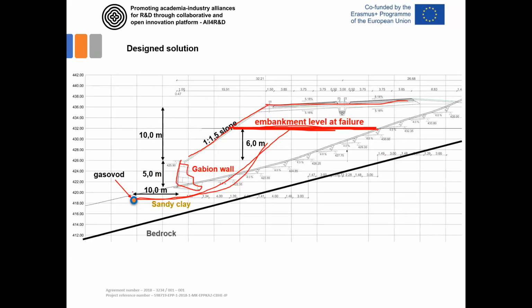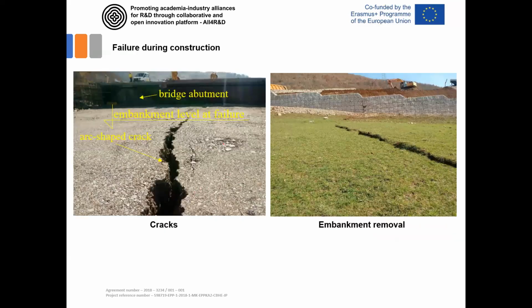The problem becomes more serious since 10 meters below this gabion wall, there is an existing gas line, this gas line pipe, that could bring catastrophic consequences if the sliding continues. Those are the cracks near this abutment. So this is here. You see here the abutment.